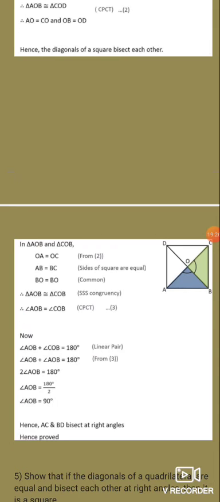So angle AOB equal to angle COB, using CPCT. Now AOB plus COB equal to what? 180 degrees, linear pair. So AOB plus, instead of COB, it is what? AOB itself. Substituting, twice angle AOB is equal to 180 degrees. So angle AOB is equal to 180 by 2, which is what? 90 degrees. Hence AC and BD bisect each other at right angles.